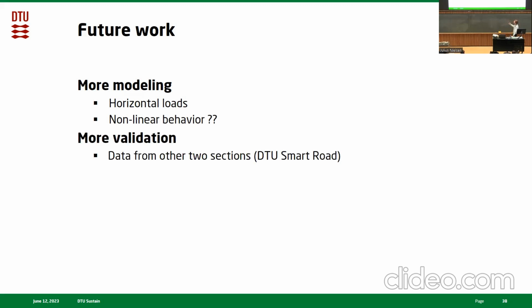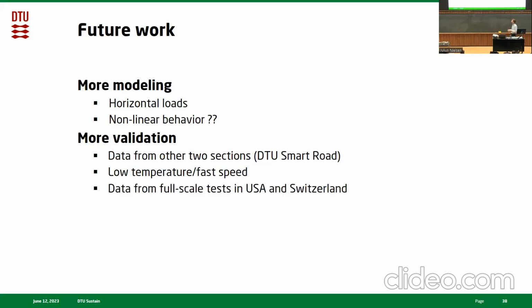So we can use data from the two other test sections at DTU. We could also check for a situation where we have low temperature in our asphalt and we move with faster speeds, to check if we actually see a lower effect of the grid as the model predicts. And finally, we could also use data from other full-scale test sections. As part of this project, I've also been to the US and to Switzerland, where we did full-scale testing similar to what we had at DTU.